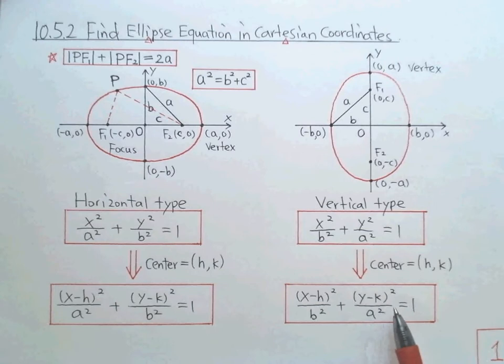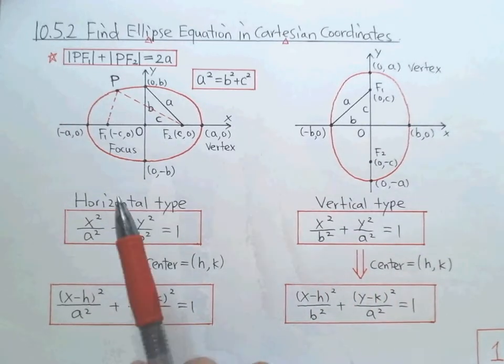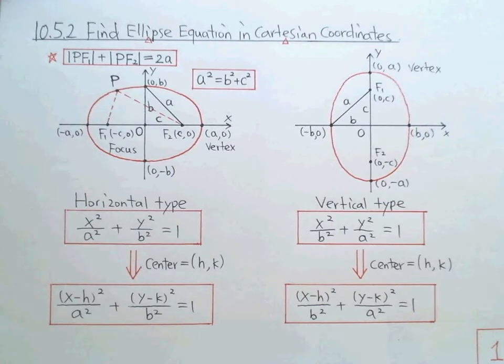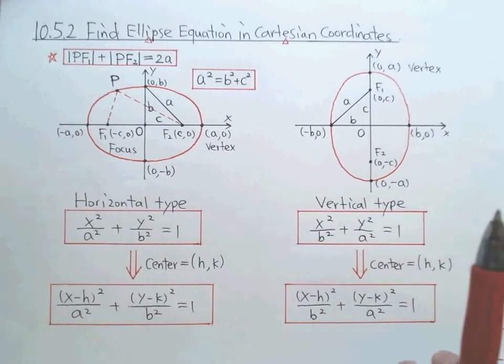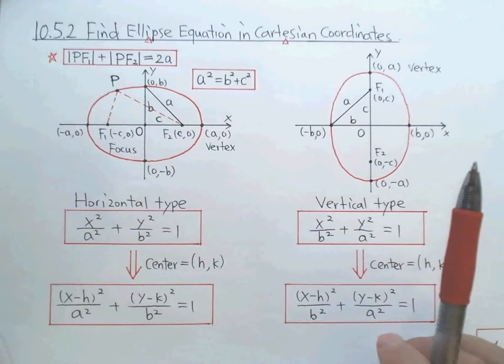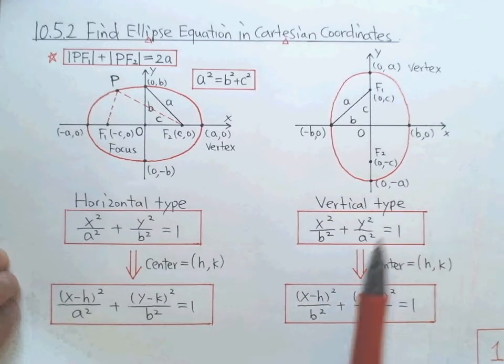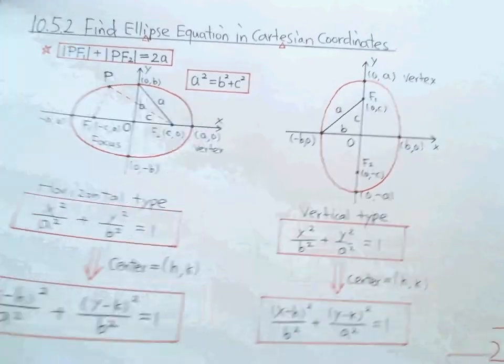Of course, if the center shifts, we have this: replace x by x minus h, replace y by y minus k. Those are the two equations, and usually we use this general one. I have one example to show you how to get the standard equation.